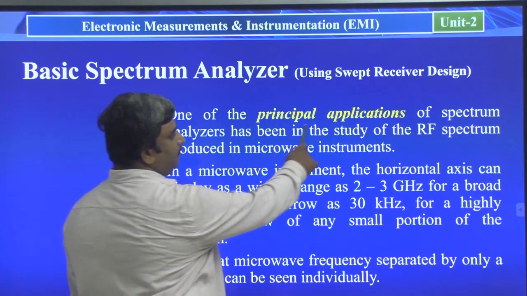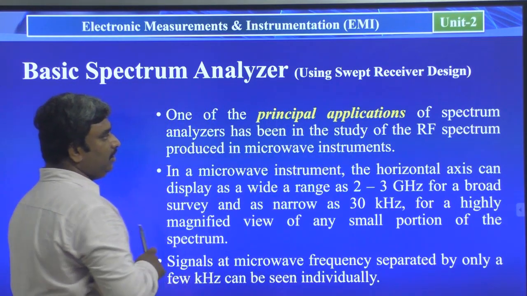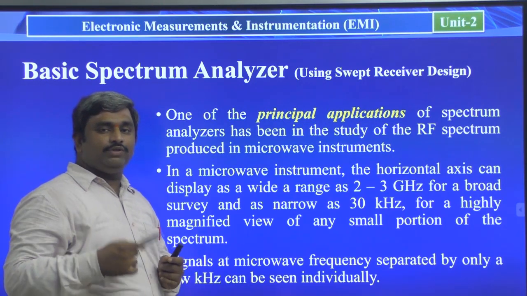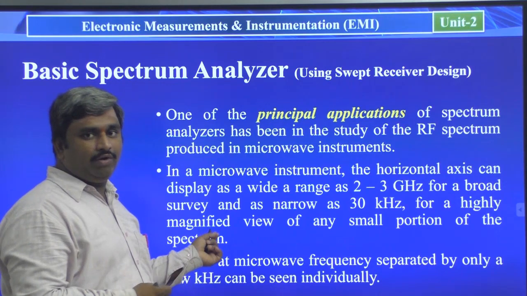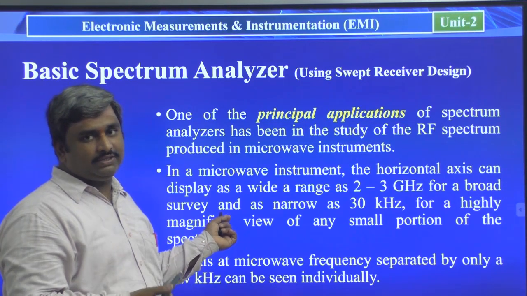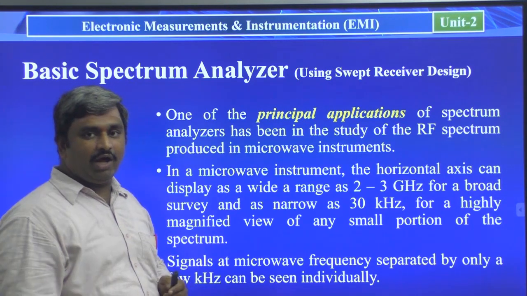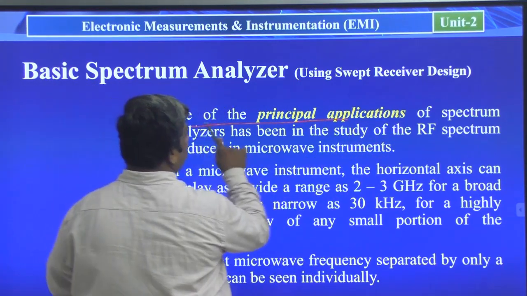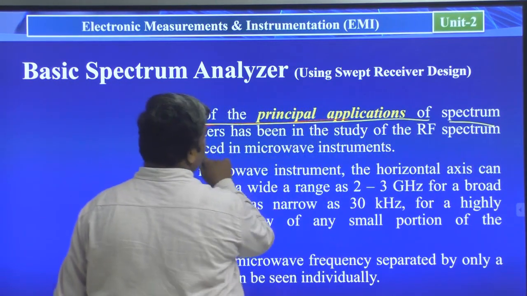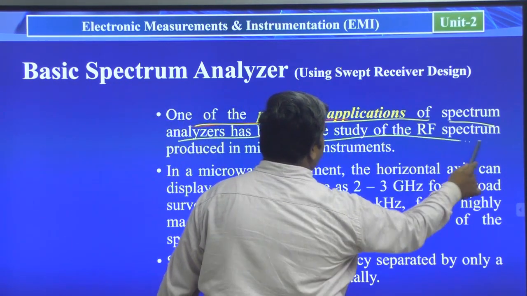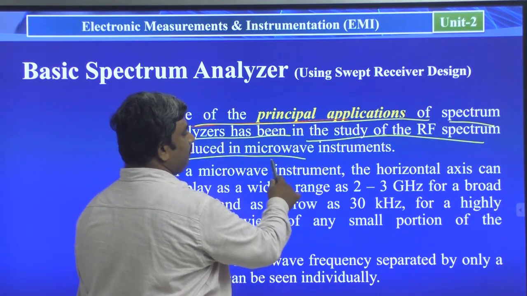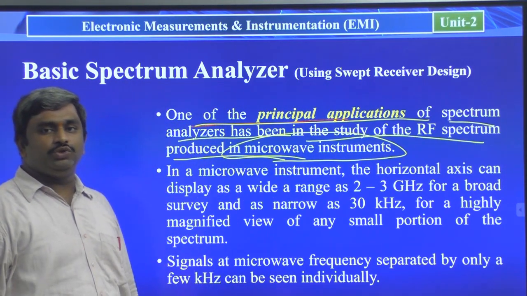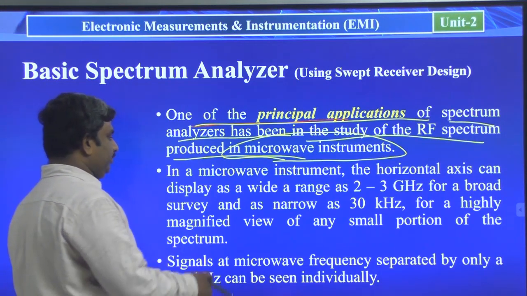Now, one of the principal applications of the spectrum analyzer. We are going directly to spectrum analyzer applications in the RF band also. We have covered the basic spectrum analyzer up to now, and after this slide we will see the RF spectrum analyzer. One of the principal applications of the spectrum analyzer has been in the study of the RF spectrum produced by microwave instruments. Generally, the RF spectrum analyzer is used for microwave applications or microwave instruments.